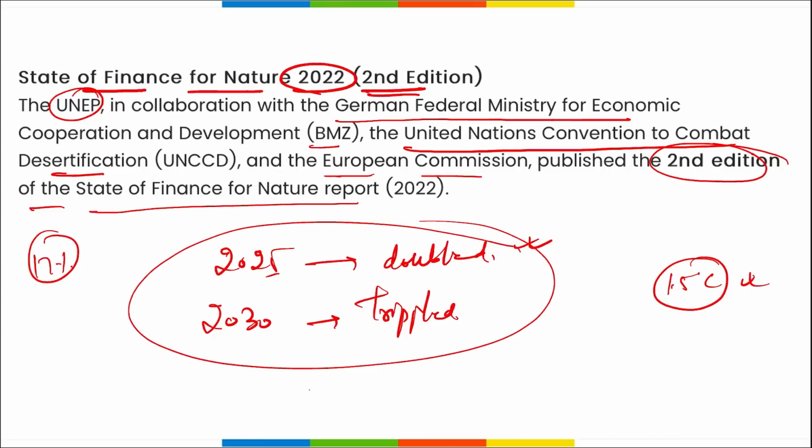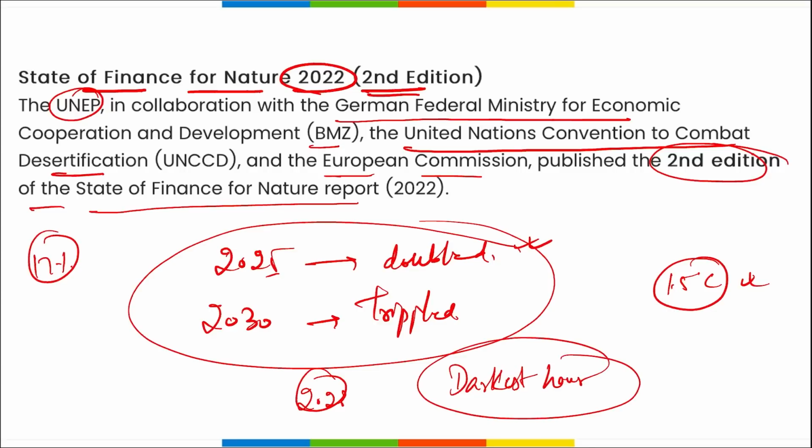All right. Then remember, the International Monetary Fund issued a warning about 2023 being the darkest hour for global growth. Now the question can be asked: which year was declared the darkest hour? It was 2023, and it was declared by whom? It was the International Monetary Fund that declared 2023 the darkest hour for global growth.